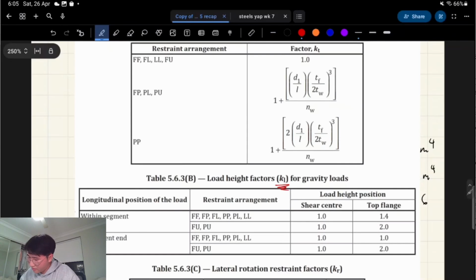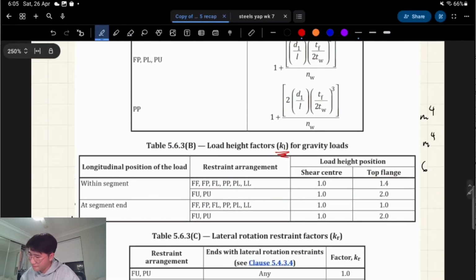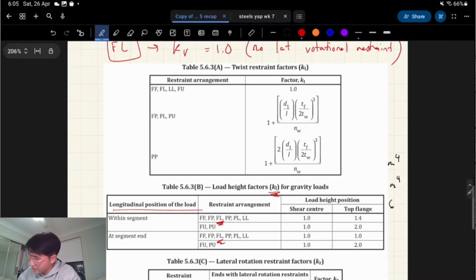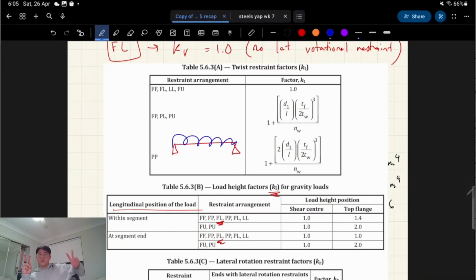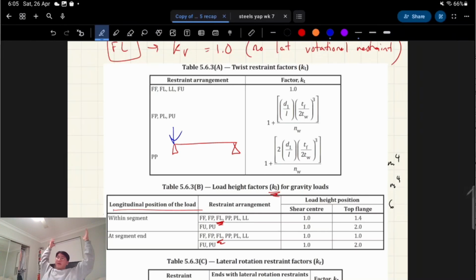For KL, I said KT before but I meant KL, we're looking for the same restraint arrangement, but now we care about the longitudinal position of the load as well. When you have a uniformly distributed load, that's considered to be positioned within the segment, which makes sense considering all of that is within the segment. If we had a point load, say there, then that's called at the segment end, which is that second row on the table.